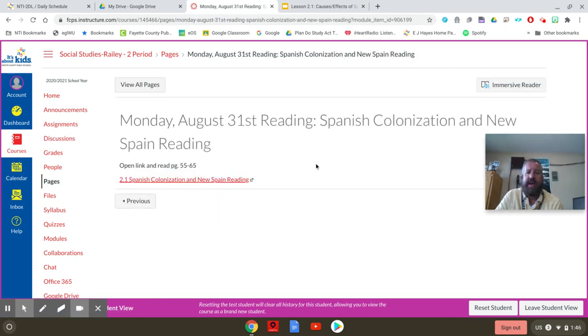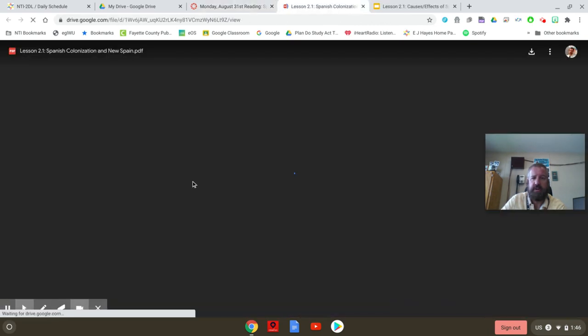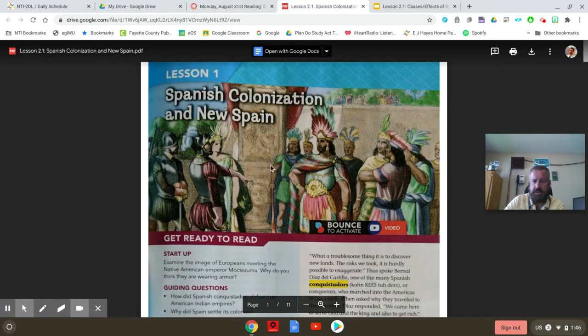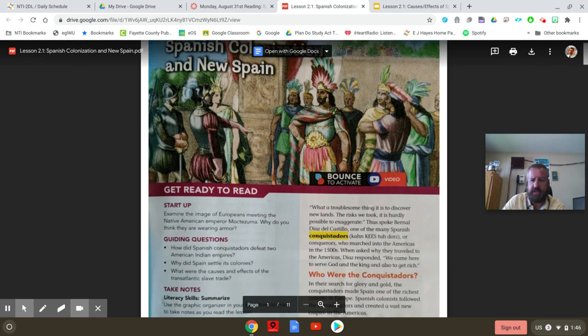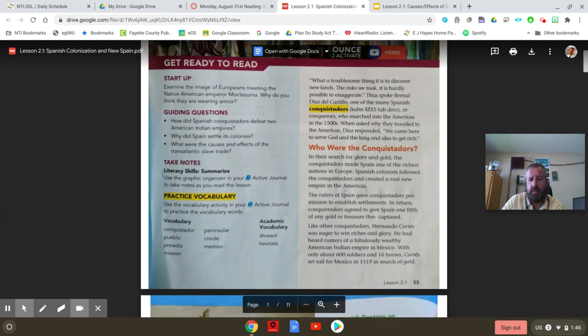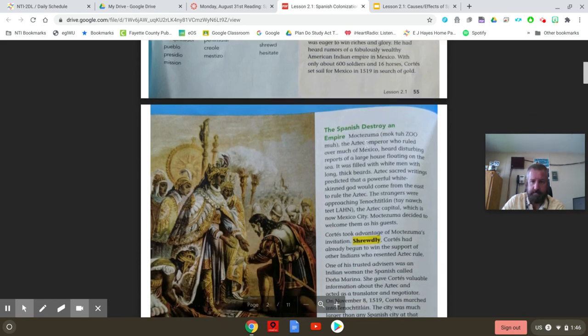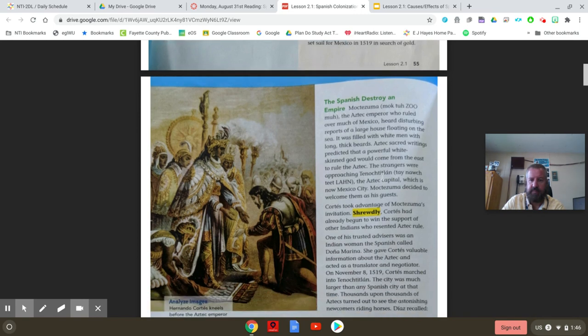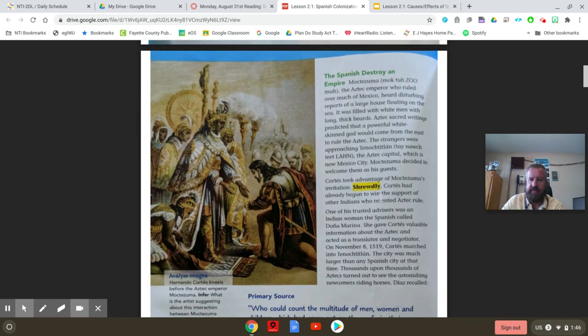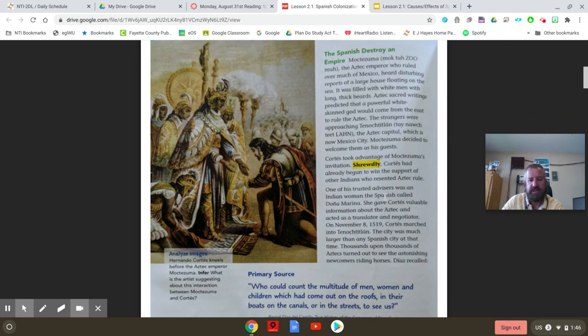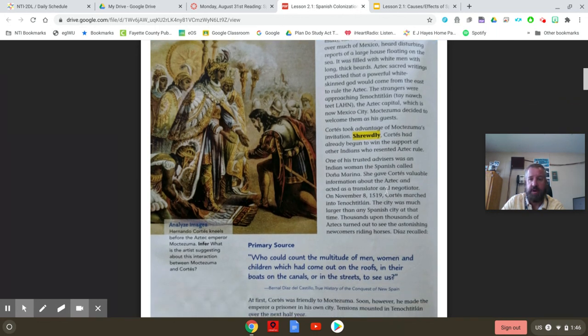So here's where you're going to access your reading. So you'll see here, it's the reading for the Spanish colonies. If you just click on this, it'll take you to your reading. And I'll show you guys. For the most part, I kind of covered the early part. So it talks about who the conquistadors were. We kind of talked about that a little bit. We talked about the attack on the Aztecs and Montezuma, and that they were very shrewd. They were actually, some people would call them evil.